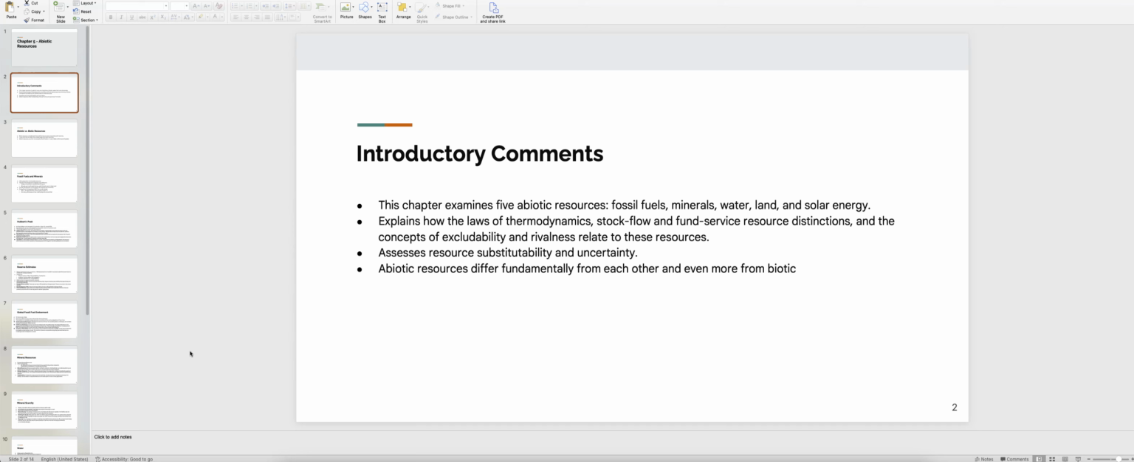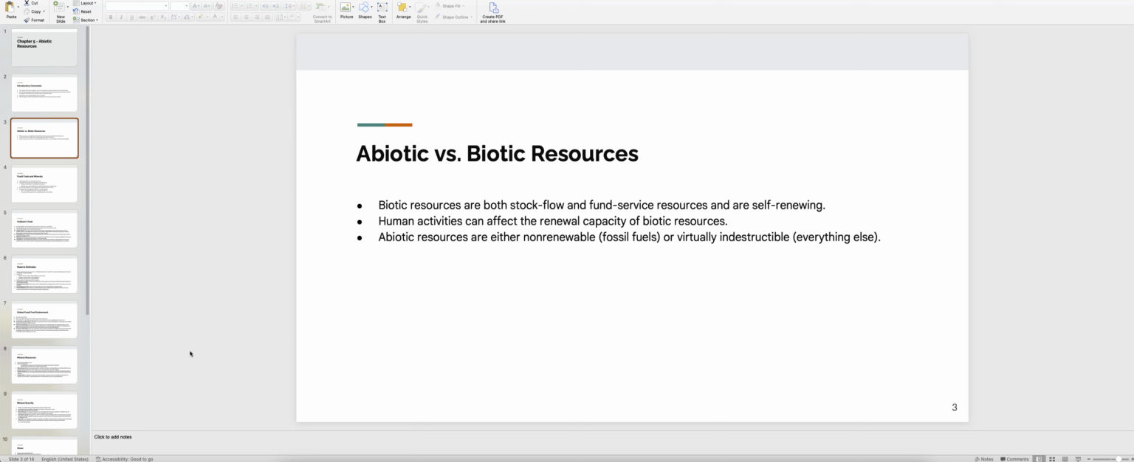Fossil fuels, minerals, water, land, solar, right? None of these things are alive. So how do we understand those resources within the environment? The biotic resources can be both stock flow and fund service, whereas the abiotic resources can be either non-renewable or renewable, or we'll call them virtually indestructible.